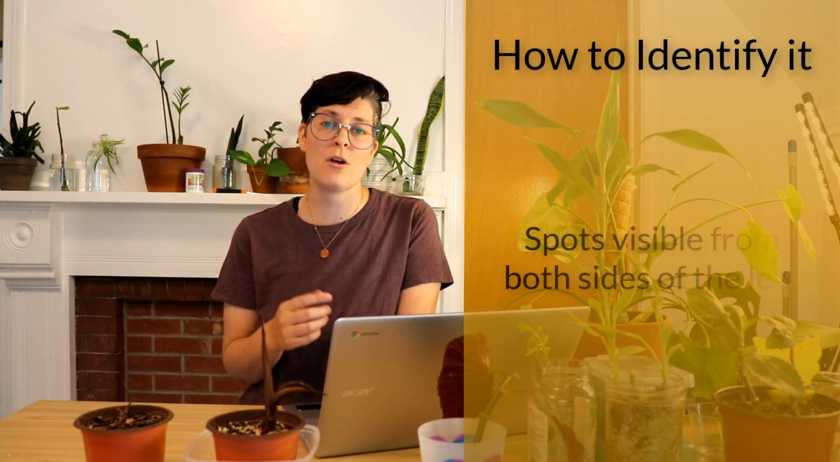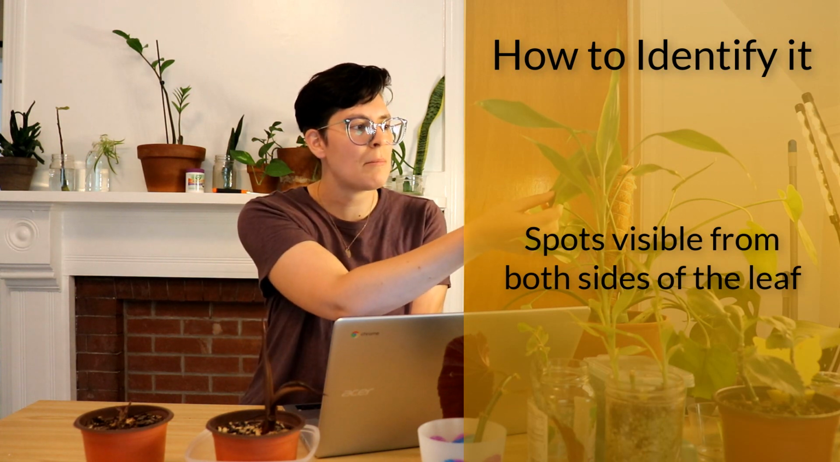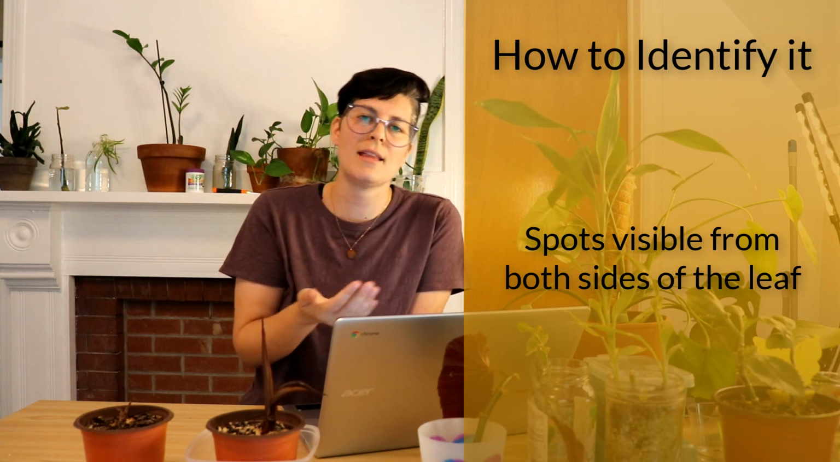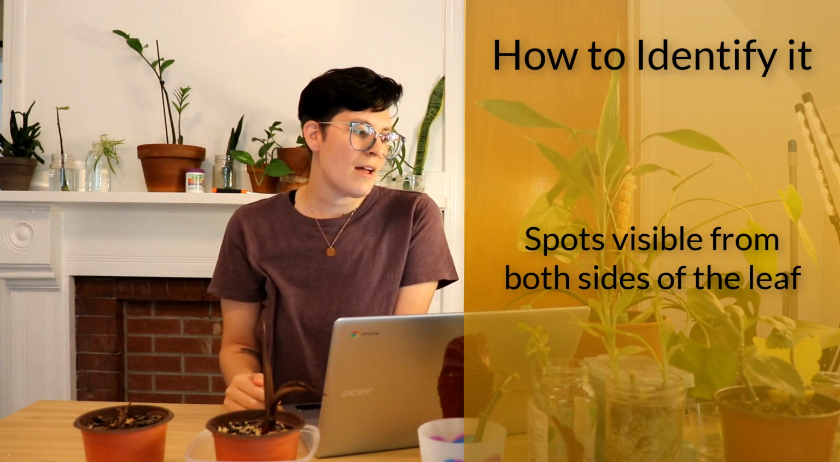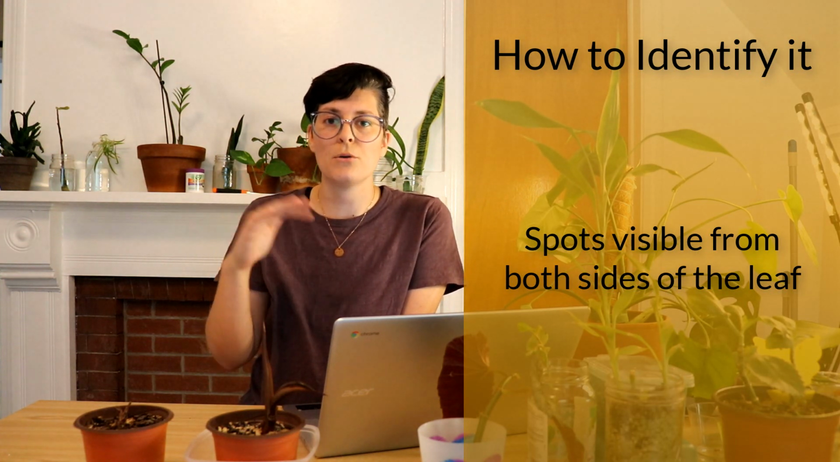Those spots will be visible on both sides of the leaf. Sometimes you might see a spot on the top of a leaf of your plant, but then you turn it over and you don't see that same spot on the opposite side. That's not going to be true for a bacterial infection. For those, you will see it on both sides.